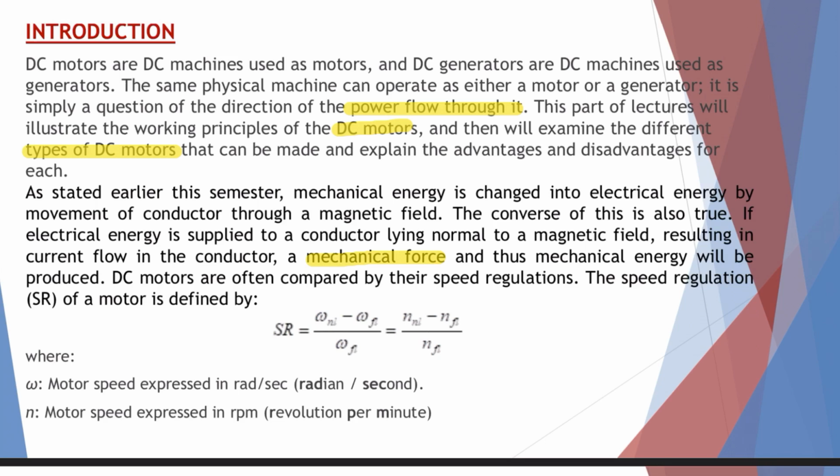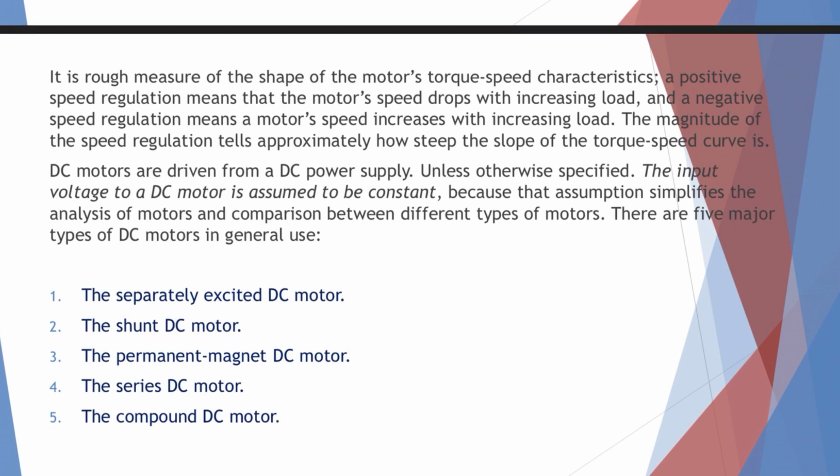DC motors are often compared by their speed regulations. The speed regulation of a motor is defined by what? SR, speed regulation, equals speed at no load minus speed at full load, over speed at full load. Omega is the motor speed expressed in rad per second, and n is the speed expressed in revolutions per minute. Okay, let's move to the next slide.